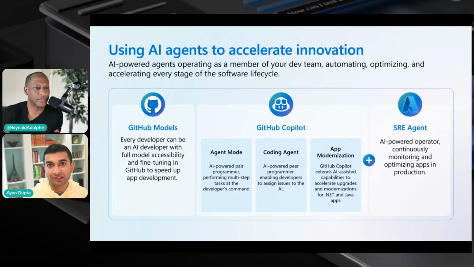With GitHub Models, every developer like you has access to models that they can fine-tune inside GitHub. GitHub Copilot goes further, especially with agent mode, my favorite mode. I think I live inside of agent mode. I sometimes ask questions, but I'm like, just do it. And now we have this app modernization tool to accelerate upgrades and deployments and modernization in .NET and Java.